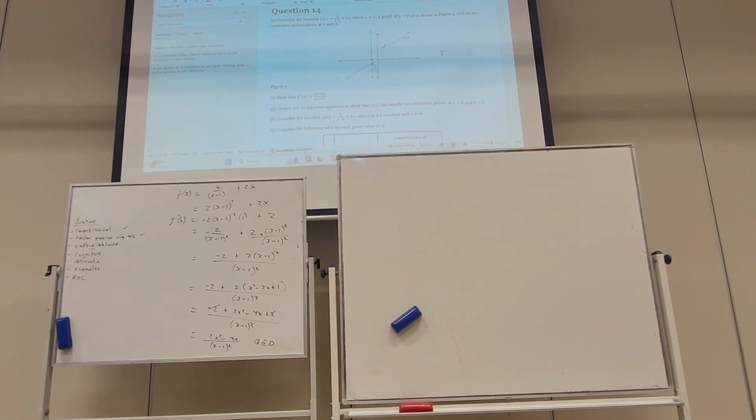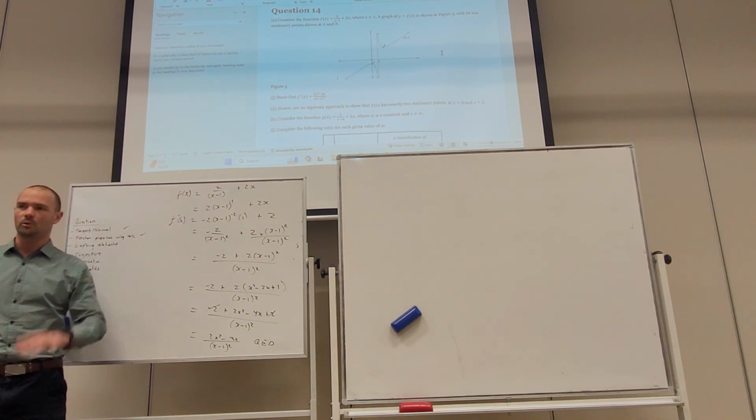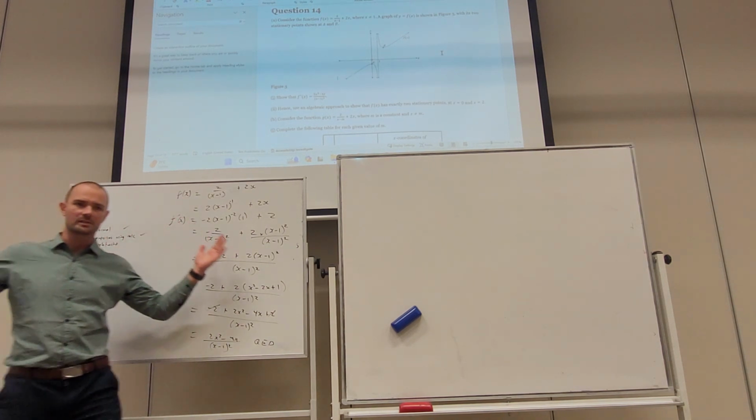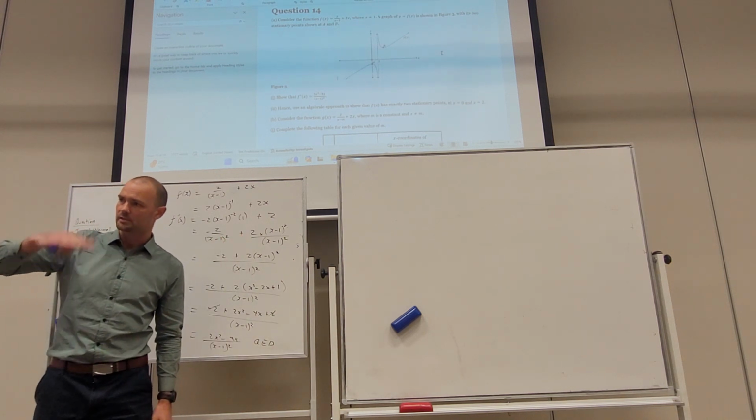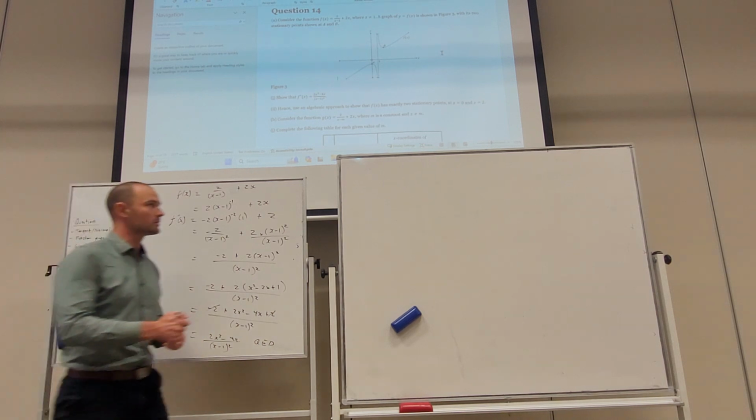Okay, so we have to get those marked. Part 2. Hence, using an algebraic approach, show that f of x has 2 stationary points at 0 and 2. Okay, we have to use algebra to show that this original function has 2 stationary points. Stationary points, what does that mean? Slope is horizontal, it's not increasing, it's not decreasing, so that means the first derivative equals 0.